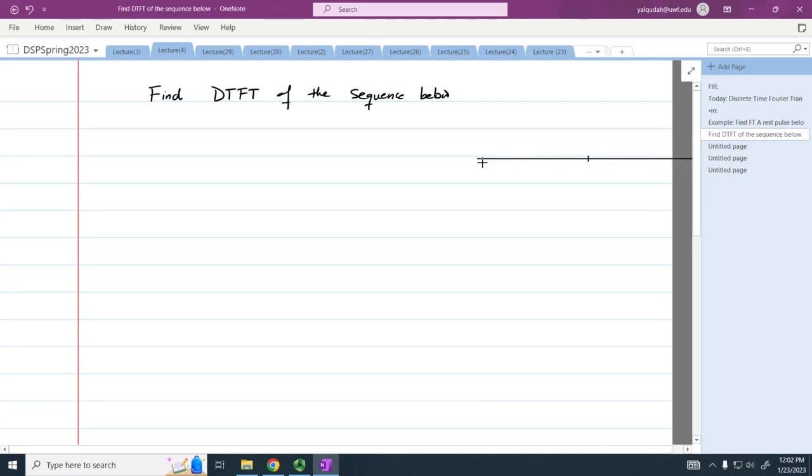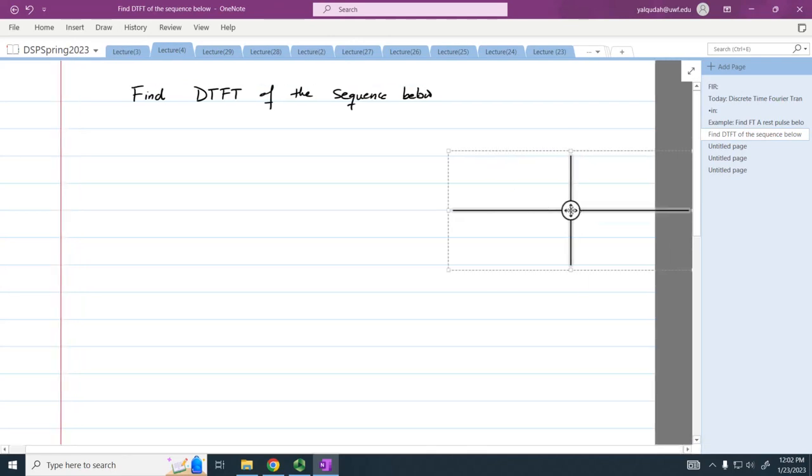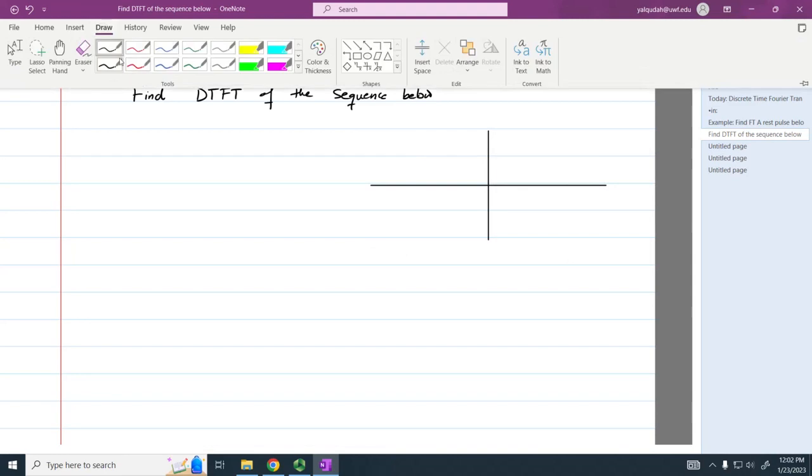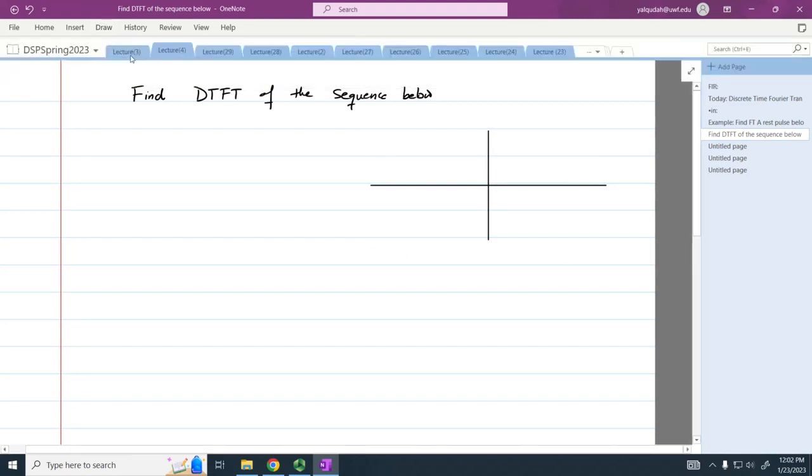Now what I want to do, I want to come to that signal that we plotted the spectrum for, and I'm going to come and take samples of it. So I'm going to write x of n. X of n looks something like this.